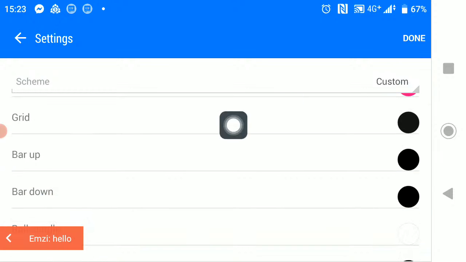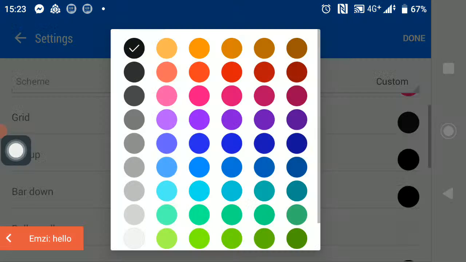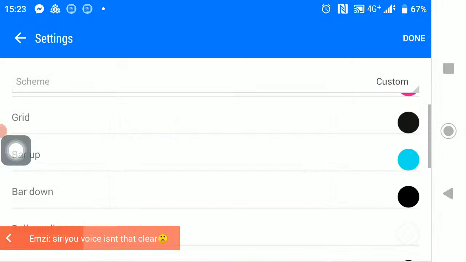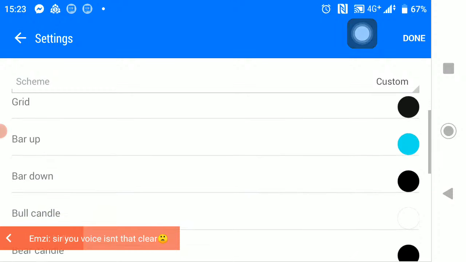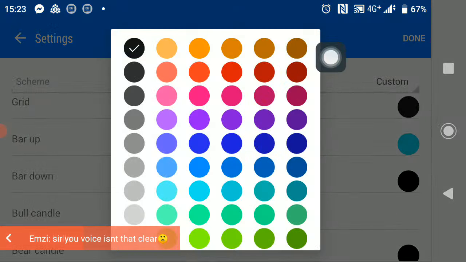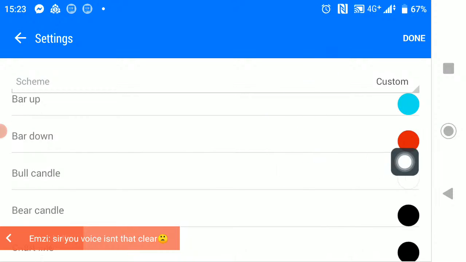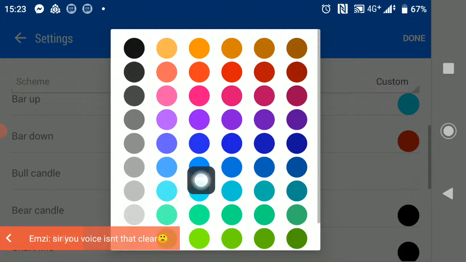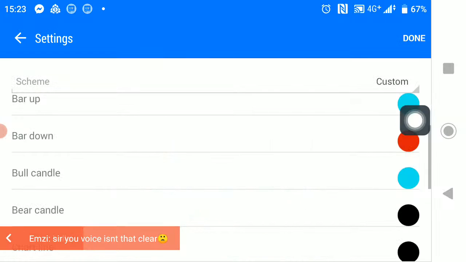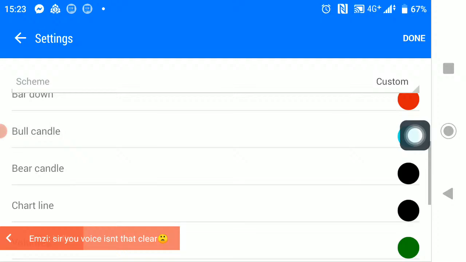Make your bar up, this is the color I like using. Your bar down, make it red. Your bull, make it this color, and then your bear, make it red. Click done.